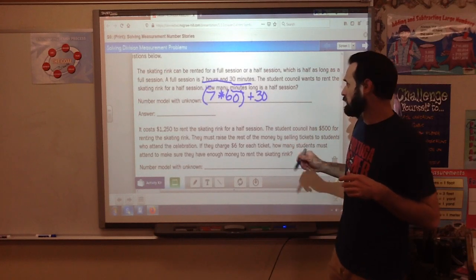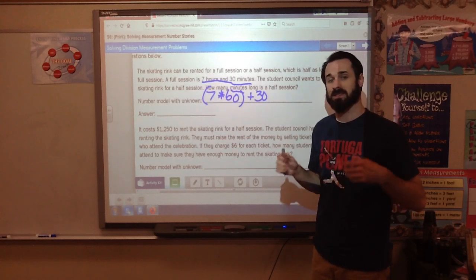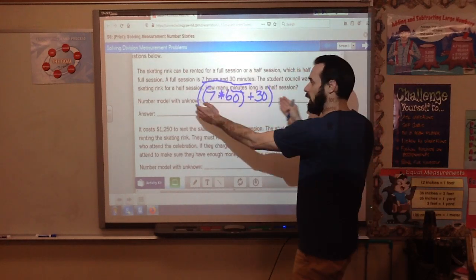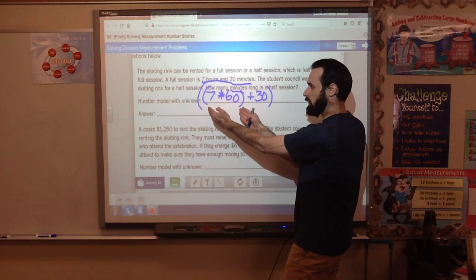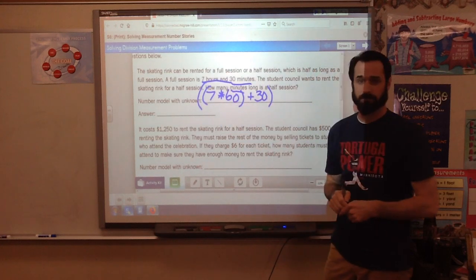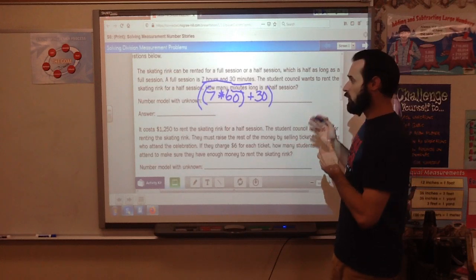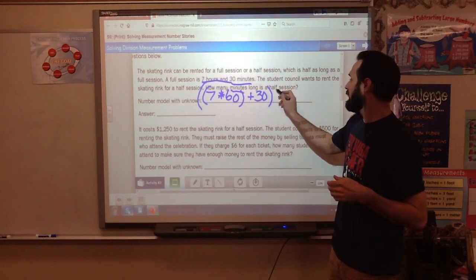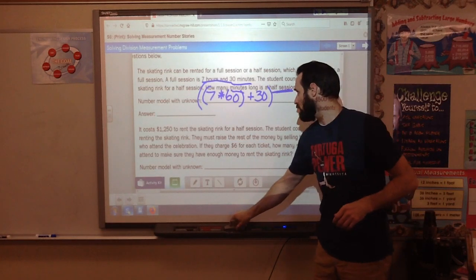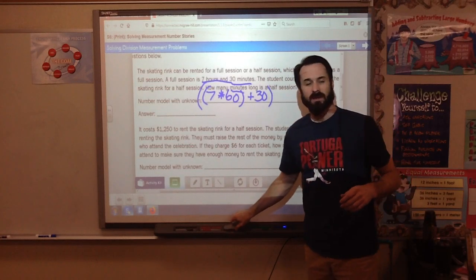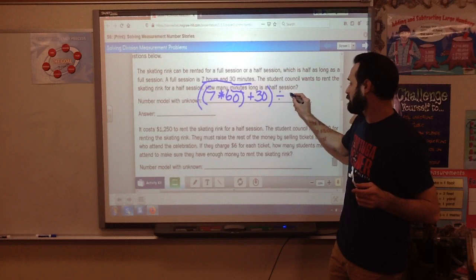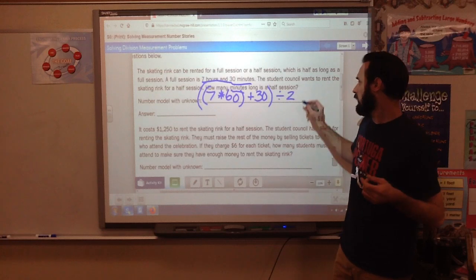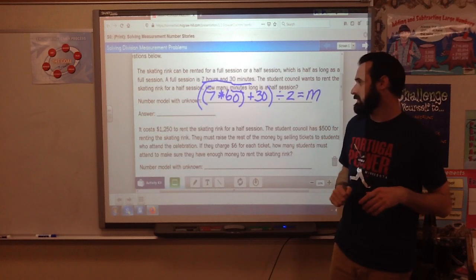Now this is where it might get a little confusing for you. I already have the 7 times 60 in parentheses because that's what we need to do first. We're also going to put another set of parentheses which says all of this needs to be done first. You do the first set of parentheses, 7 times 60, then we add 30. Now, if we're doing the whole number model, after we've figured out how many minutes this is, we want to know for a half session. So if we want to know a half session, it's going to be half as long as that. That would mean that we need to take this and divide it by, cut something in half, how many pieces? 2. And your unknown could be m for minutes.